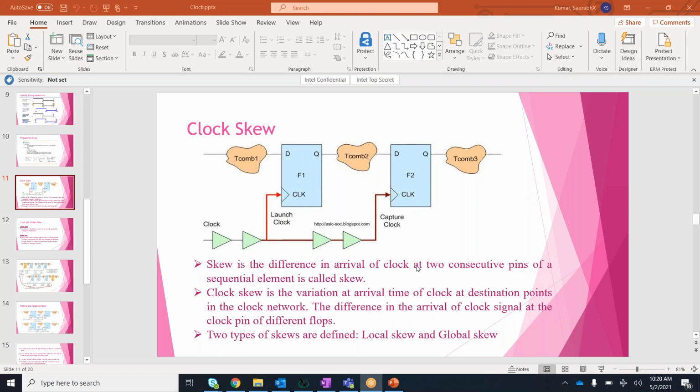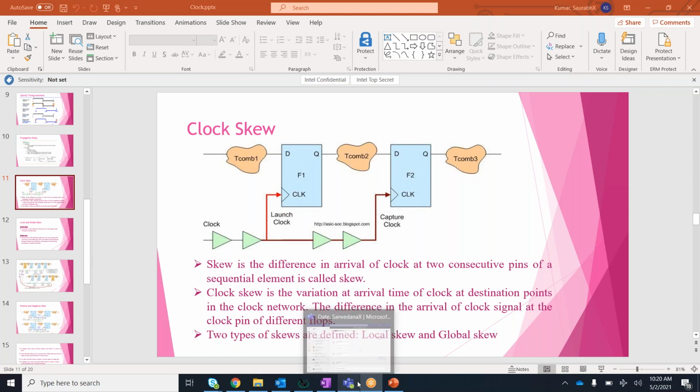Skew is the difference in arrival of clock of two consecutive pins of a sequential element. Okay. Clock skew is the variation of arrival time of clock at destination point in the clock network. Difference in the arrival of the clock signal at the clock pin of different flops, those are called skew. Okay.